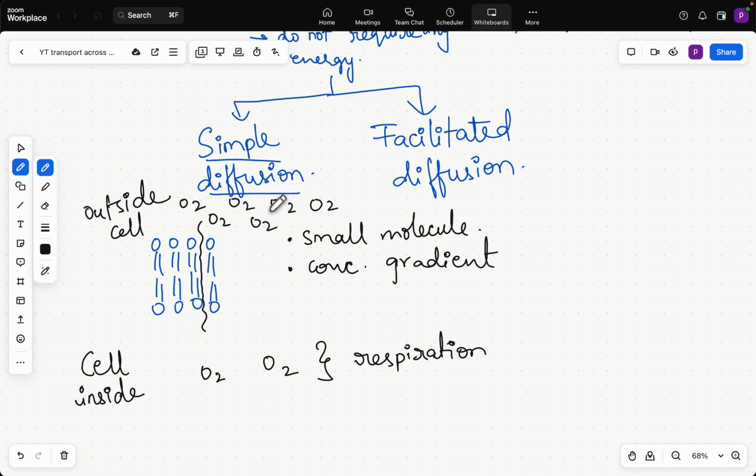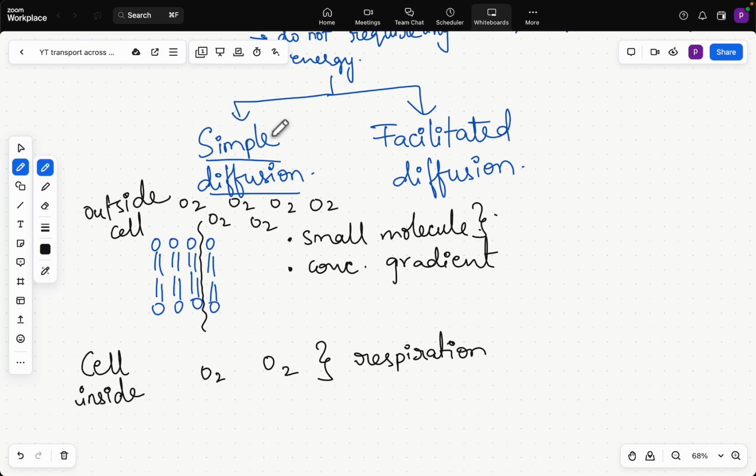And because this concentration gradient is being maintained, and oxygen is a very small molecule, this is the condition for simple diffusion to happen. Though the concentration gradient can be maintained for other molecules like glucose, glucose is a large molecule, and this large molecule is not able to pass through the cell membrane easily. That is the reason why simple diffusion cannot happen for glucose. And there is another reason why glucose cannot cross the cell membrane through simple diffusion. We'll see that reason in a moment.